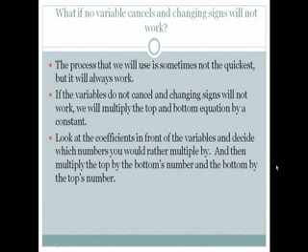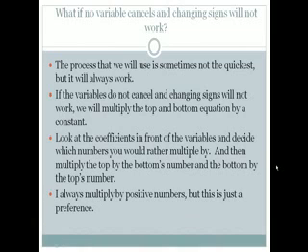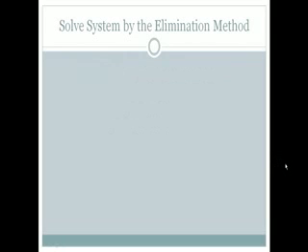So we're going to look at the coefficients in front of the letters and decide which numbers you would rather multiply by. It is a personal preference. Lots of people just tend to choose the smallest numbers. Now, I am always going to multiply by positive numbers, but again, it's not set in stone that you have to do that. You can multiply by negative numbers, but I try to steer clear of that, and I always just multiply by positive numbers.